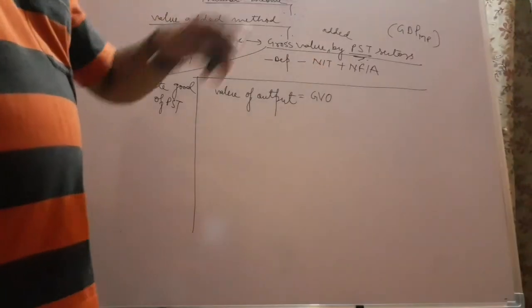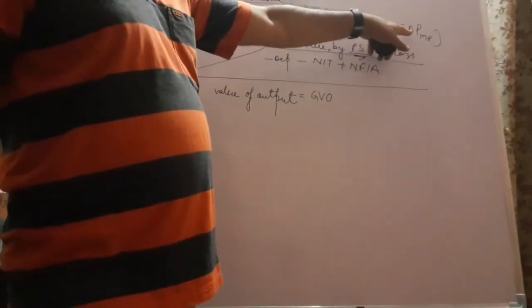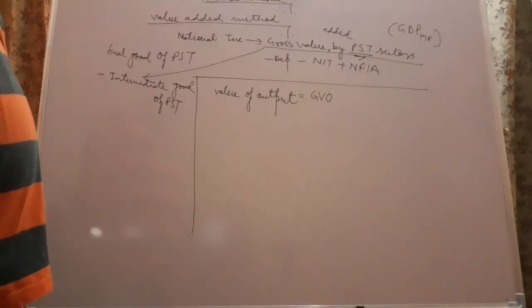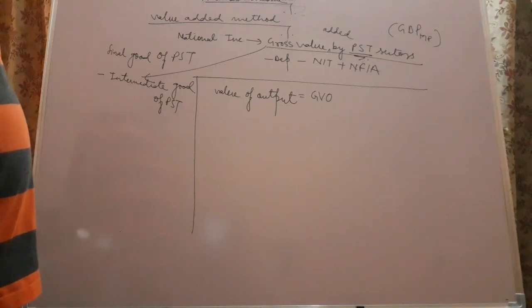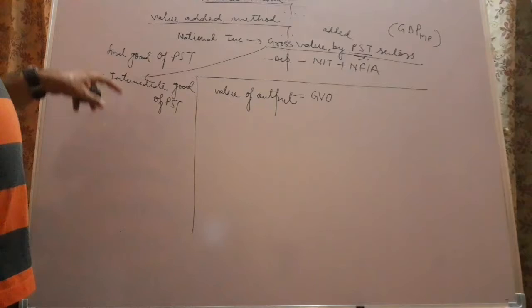Our national income is NNP FC. So from GDP MP, we have to reduce gross to net, so we will subtract depreciation. Then we have to reduce market price to factor cost, so we will subtract NIT. And we have to increase domestic to national, so we will add NFIA. So it will become gross value added by primary, secondary and tertiary sector minus depreciation minus NIT plus NFIA. Understood?